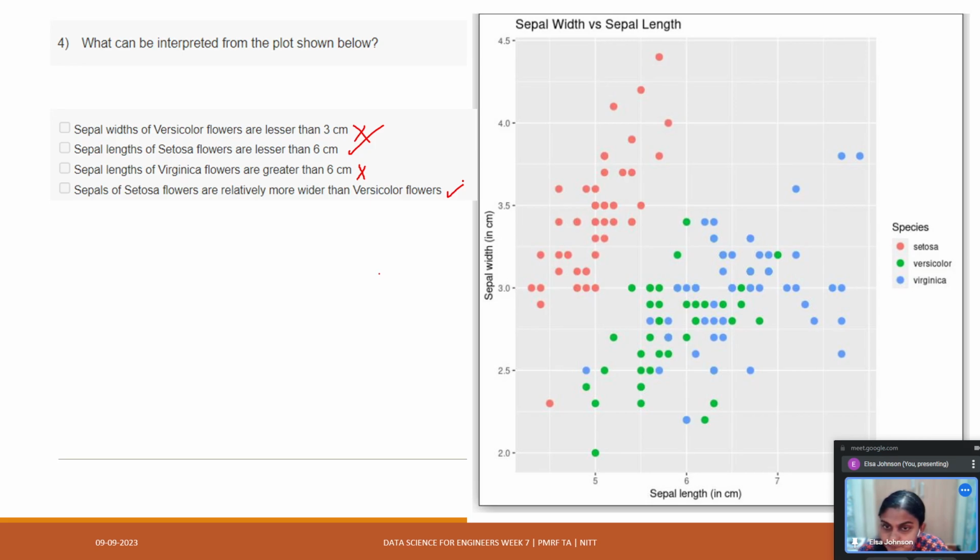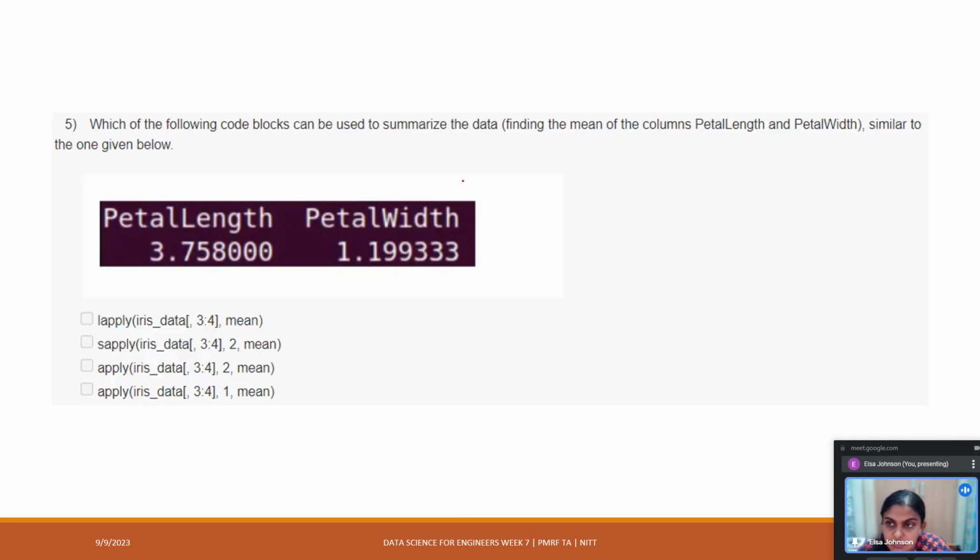Now next, back to the code. Which of the following code blocks can be used to summarize the data, finding the mean of the columns petal length and petal width, similar to the one given below? So we have to form the answer like this. I think you can expect questions like these in your exams also, just giving the problem and how to find out the ways in which you can arrive at that answer, based on a data set given.